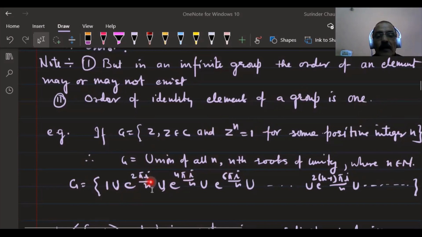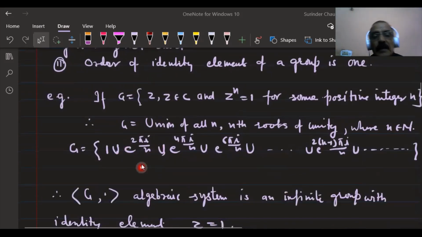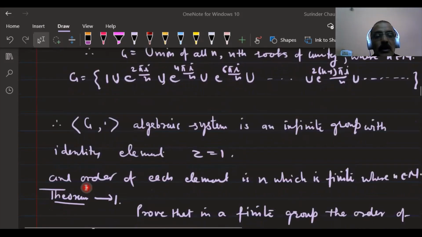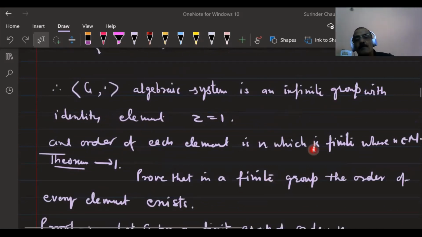The elements are e to the power 2πi upon n, 4πi upon n, and so on. So in this set, n is the order of each of these elements. n is the order of each of the elements, except 1, whose order is 1 because it is the identity element of this group, but the order of every other element is equal to n. So this algebraic system is an infinite group with identity element 1, and the order of each element is n, which is finite, where n is a positive integer.